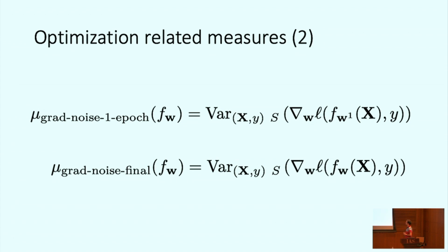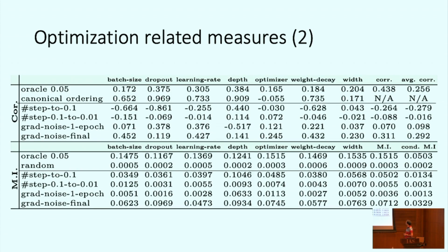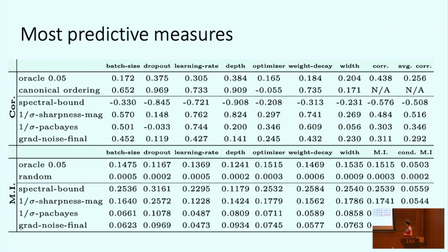The other thing we looked at is gradient noise, which people usually use to argue about the learning rate. So here we check gradient noise at the first epoch and at the final model. And what we observe is that at the first epoch, it's not correlated, but gradient noise at the final model is very indicative of generalization. It's actually positively correlated with all the different hyperparameter changes, which is really interesting. I don't know of a generalization bound that depends on this, but this could be a subject of future work.